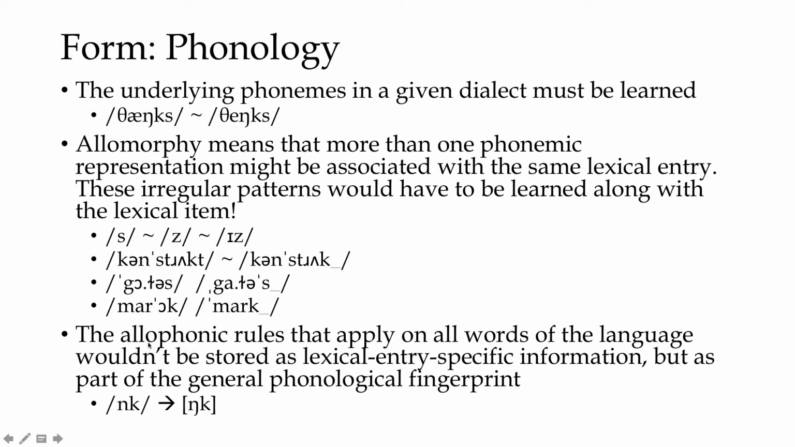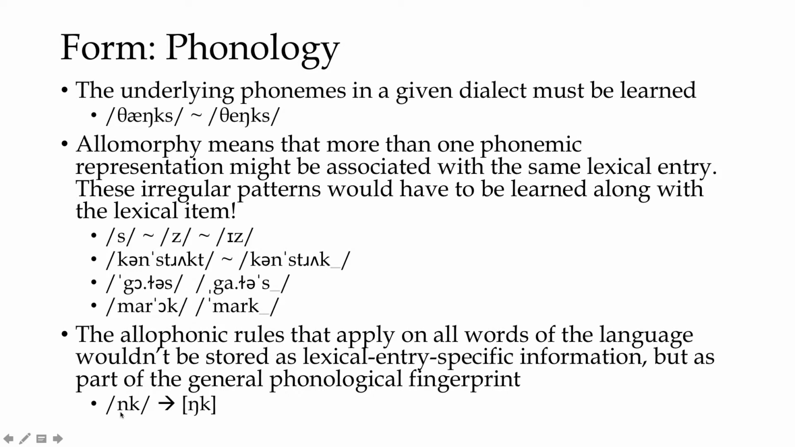And then if there was any allophonic rule that would apply on all the words of the language, I wouldn't need to necessarily learn that as part of learning a lexical item. It wouldn't be lexical entry specific information. So this is an unusual pattern I would have to memorize when I learn that plural morpheme s. This is an unusual alternation that I might want to learn, or this one especially is very irregular. I would probably have to learn it whenever I learned the word for stamp.